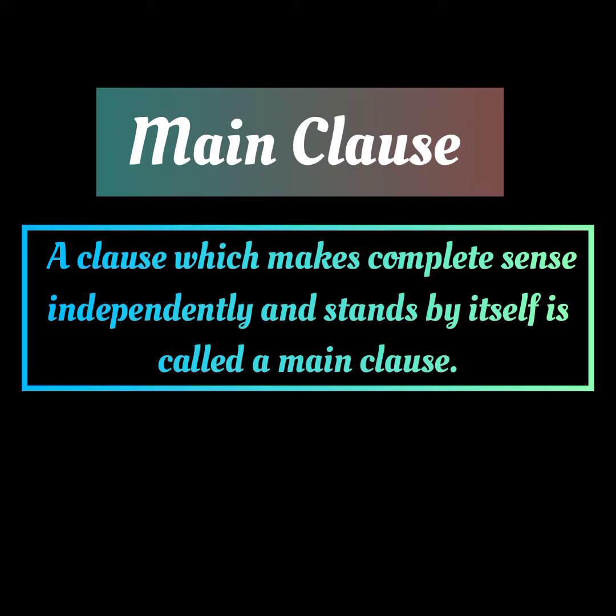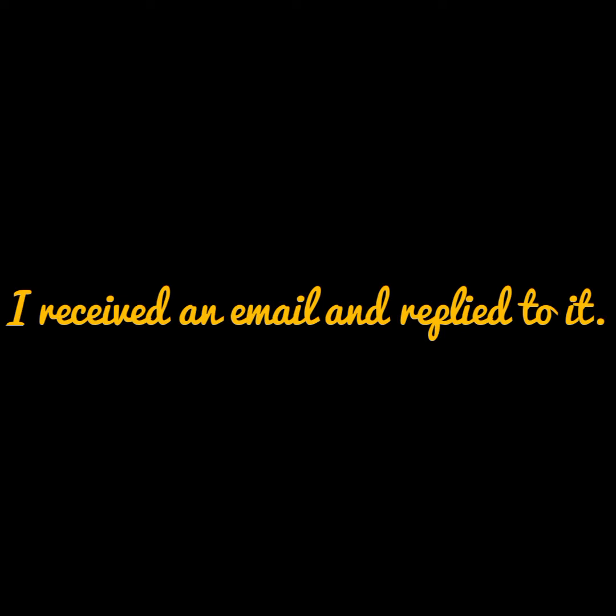A clause which makes complete sense independently and stands by itself is called a main clause. Here is an example for you. I received an email and replied to it. Here, this sentence has two independent clauses. That is, I received an email, then replied to it. So these two clauses make complete sense and they are joined together by the conjunction and.